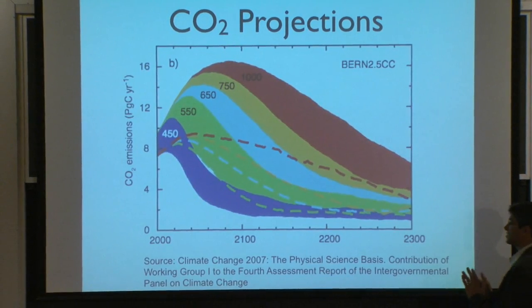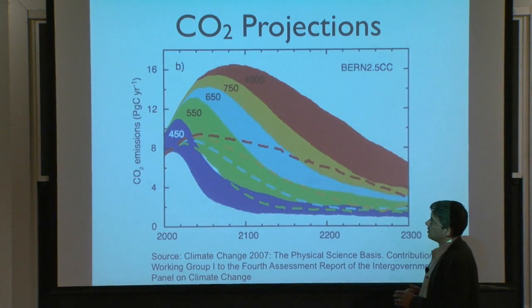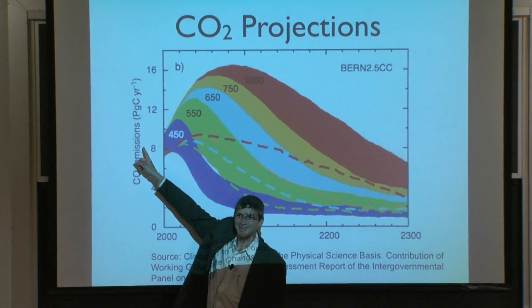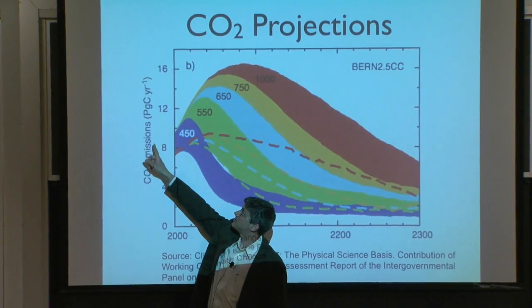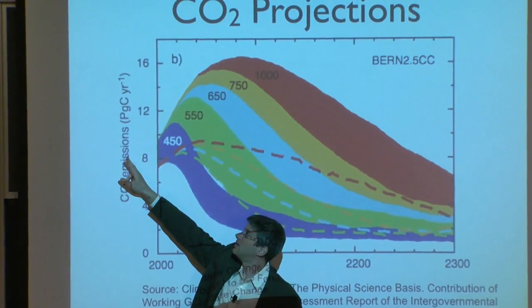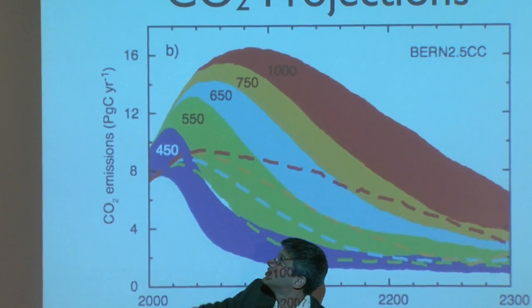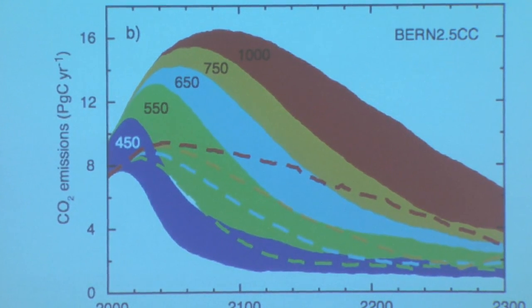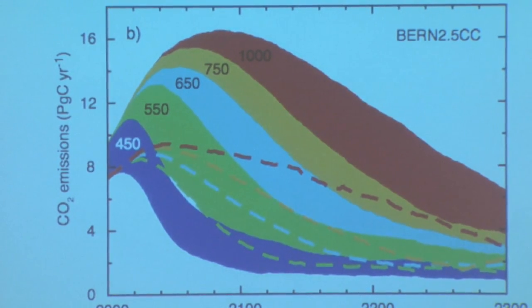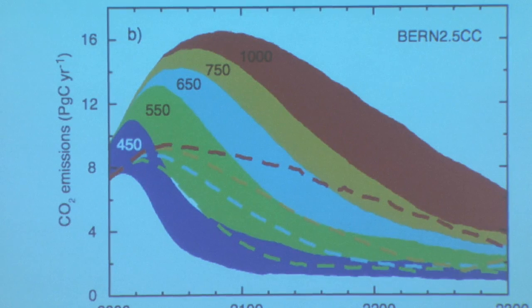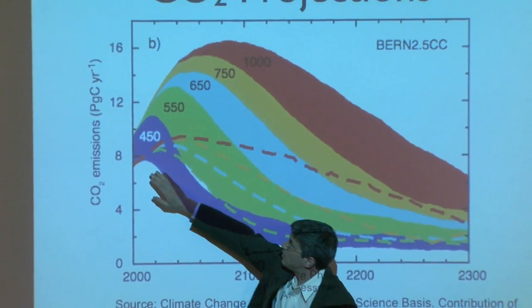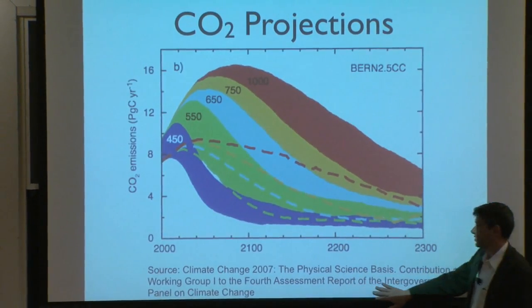And you've seen these kinds of pictures. You know, does anyone know what the P stands for? Carbon, CO2 emissions, right? How much we're putting out into the world. PgC per year. What's the P? Peta. Peta. That's a lot. How much is that? Big number. 10 to the 15th, right? That's a whole lot.